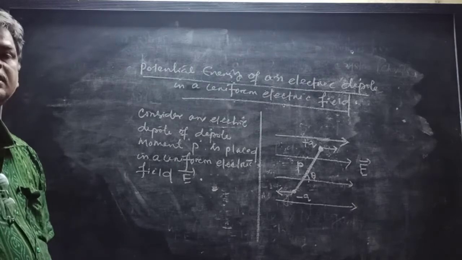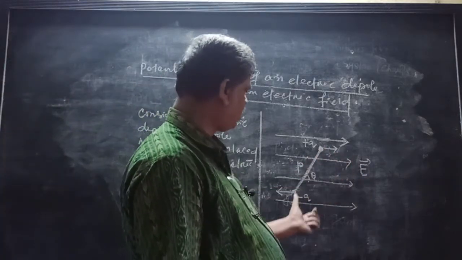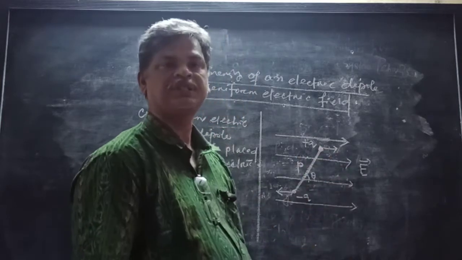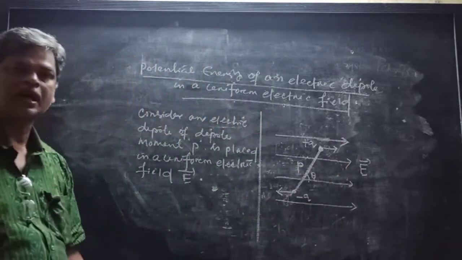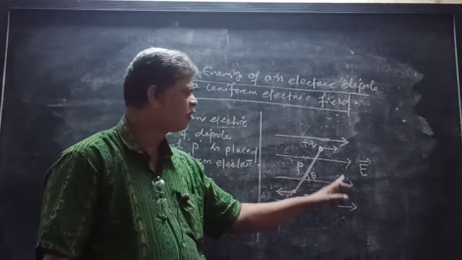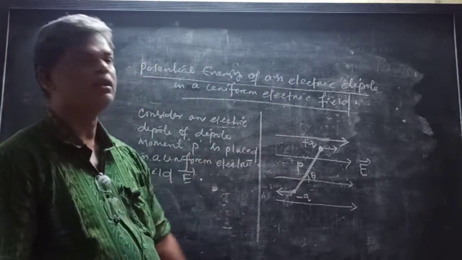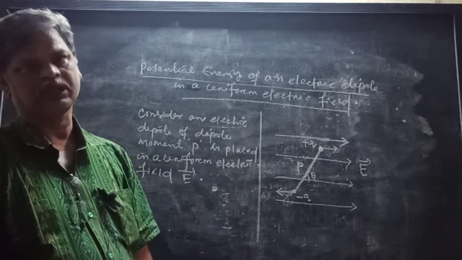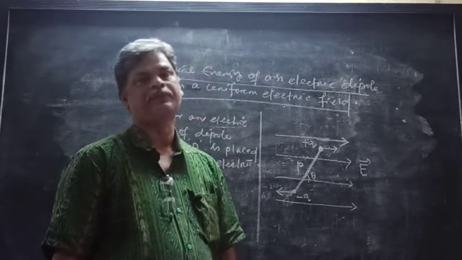What happens? Since the field exerts equal and opposite force on the charges, the resultant force on the dipole is 0. But these two forces are not in the same direction, they form a couple and exert a torque on the dipole. What is the torque? The force into the perpendicular distance, that is equal to p into E vector.